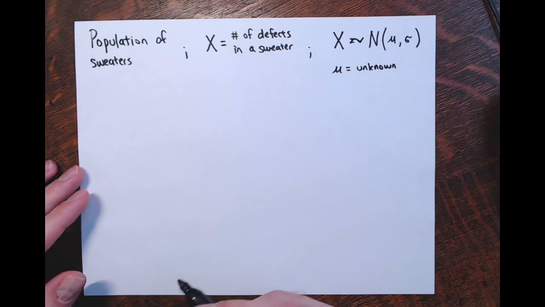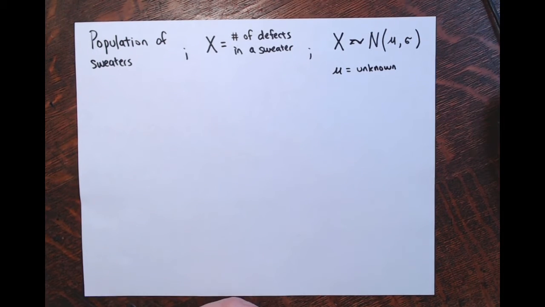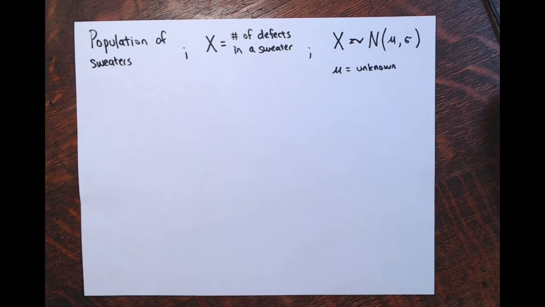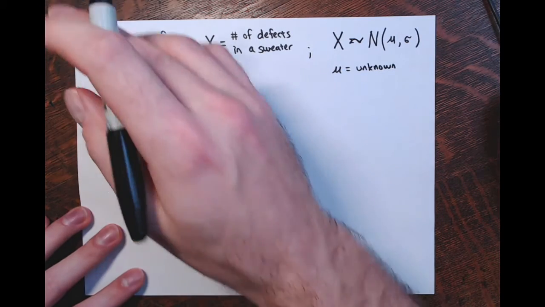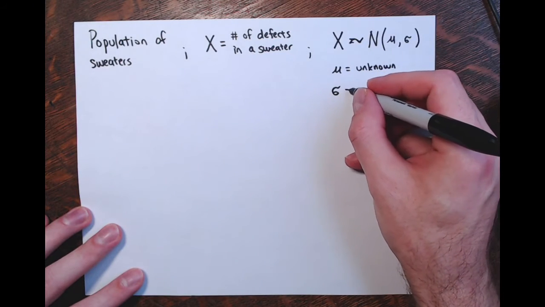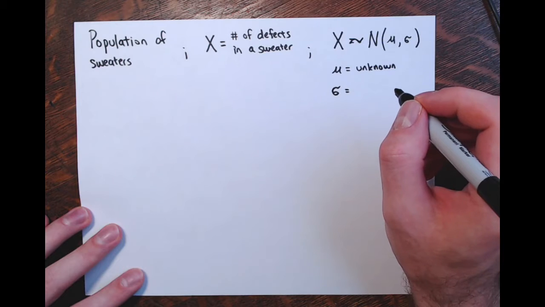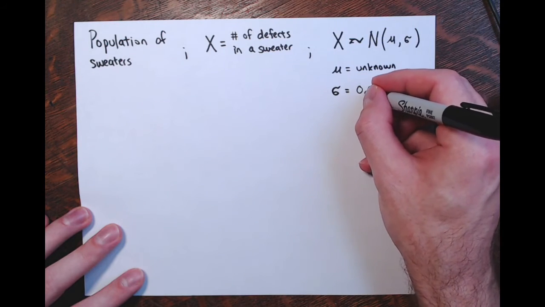And it should be unknown. Usually it's unknown because we're going to try to guess what it is. We're going to try to guess in what range of values is the average number of defects. That's what a confidence interval is. It's an estimate of the population mean, or the population proportion, or some population parameter. And we are told that the standard deviation of the population of all these sweaters in this factory is 0.06 defects.